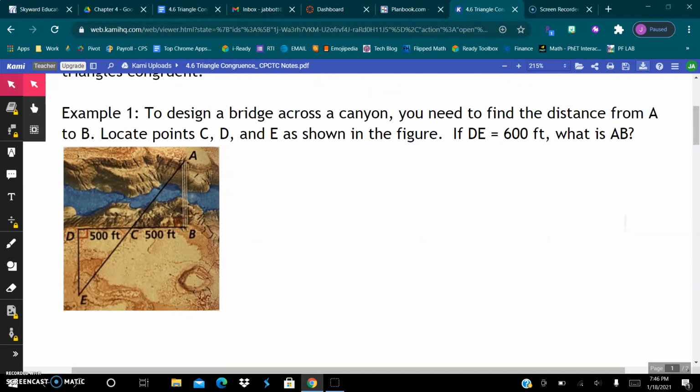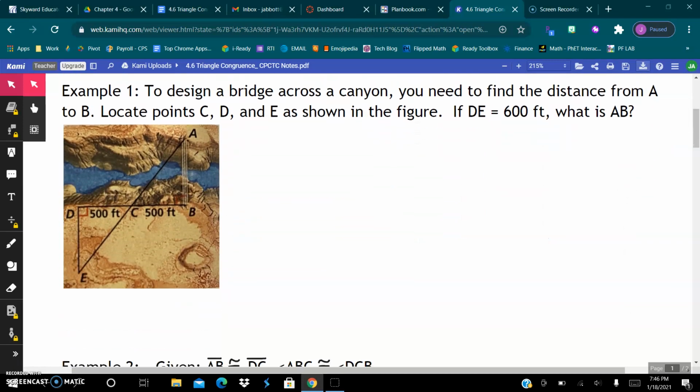congruent. So for example 1 here, it says to design a bridge across the canyon, you need to find the distance from A to B. Locate points C, D, and E as shown in the figure. If DE is 600 feet, what is AB? So we have to take a look at what we know.